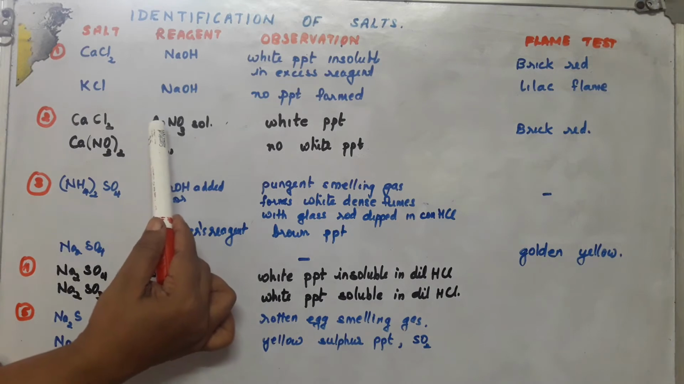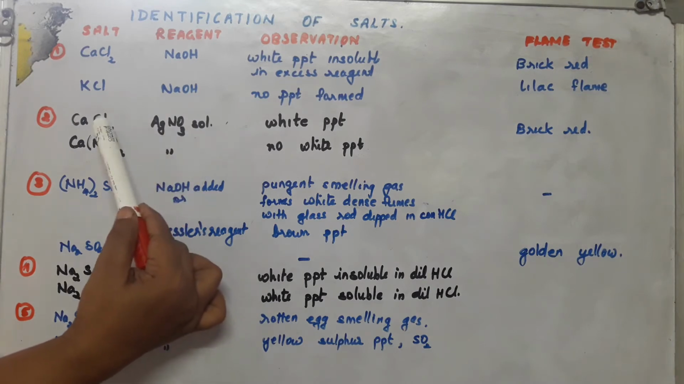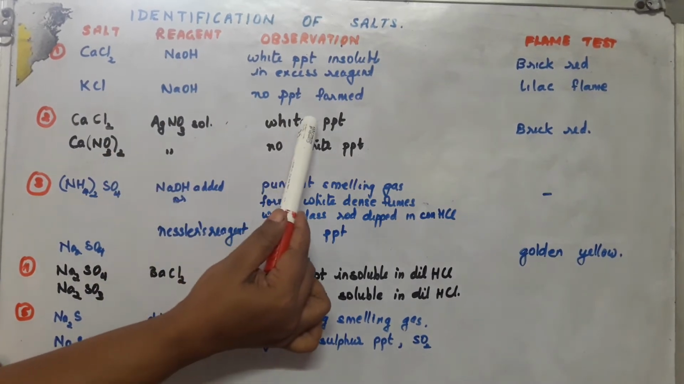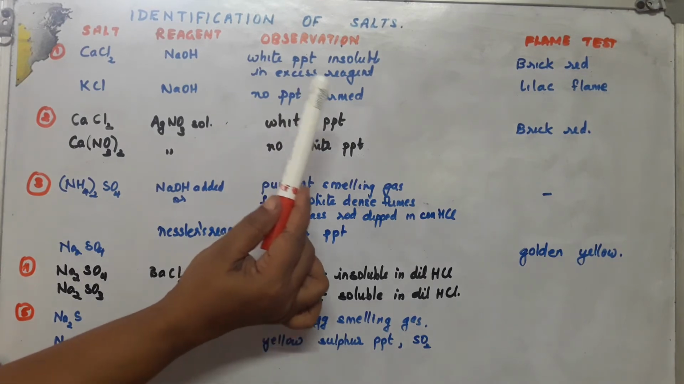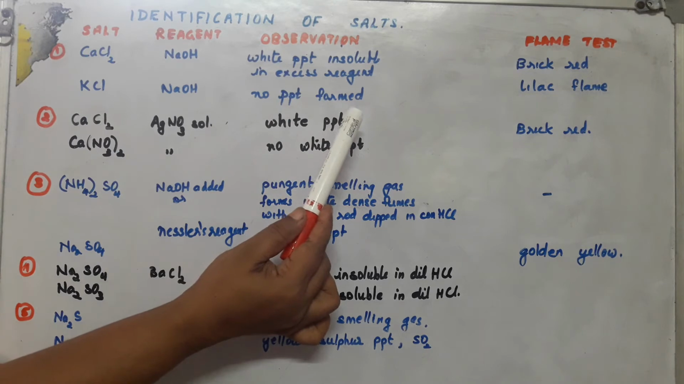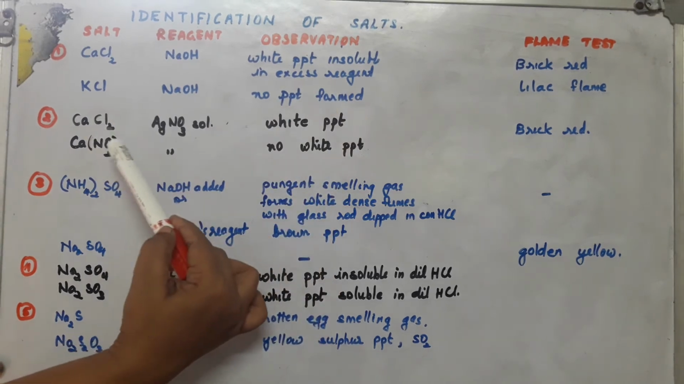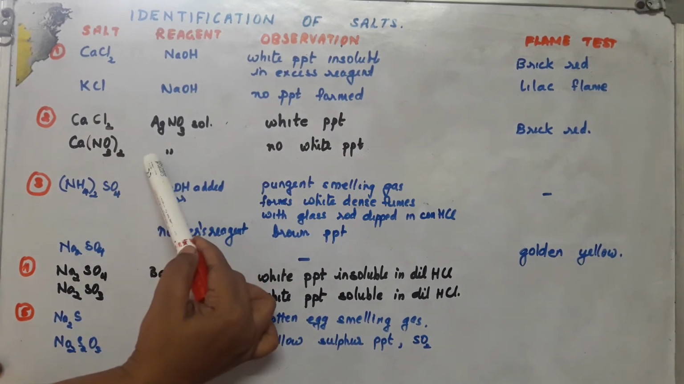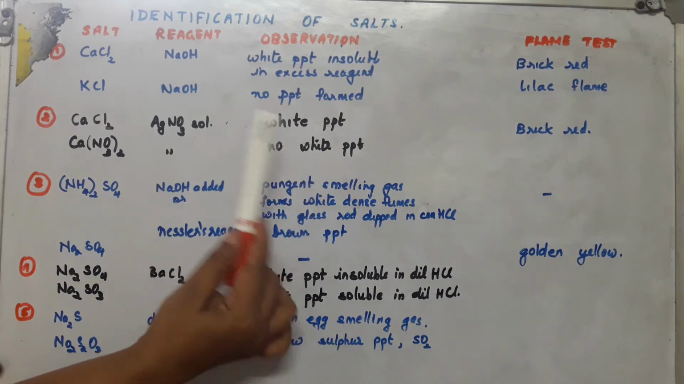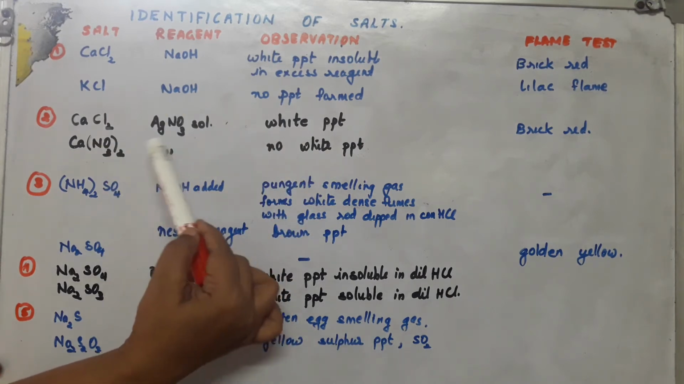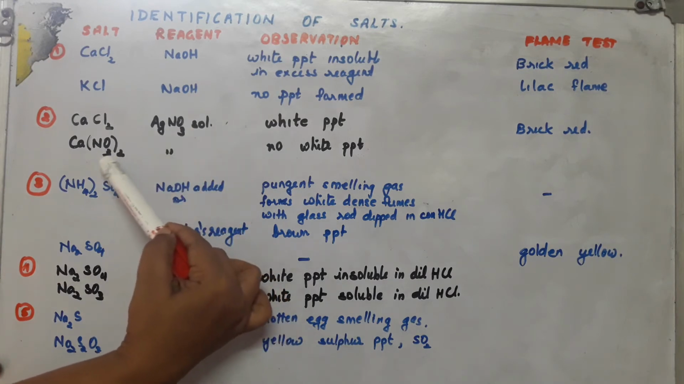Now when silver nitrate is added, you will be getting a white curdy precipitate which is insoluble in dilute HNO3. Whereas silver nitrate added to calcium nitrate, there won't be any white precipitate. Now I am giving another test. I haven't written it here, but I'll say it for nitrate. Suppose you want to give a nitrate test.